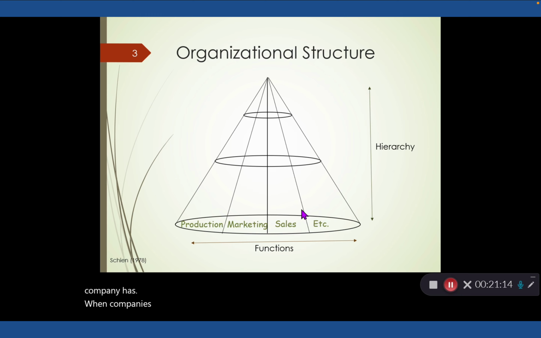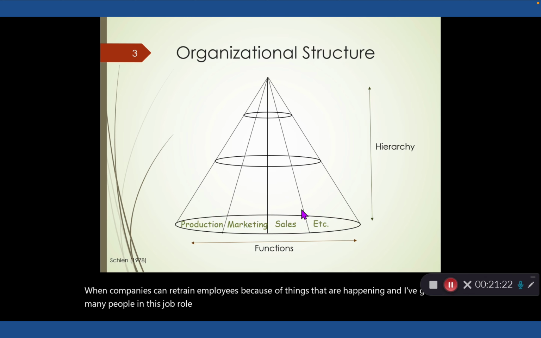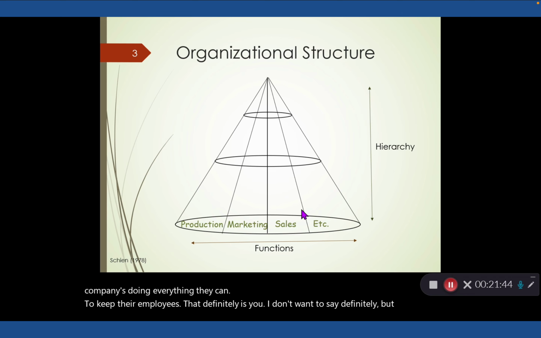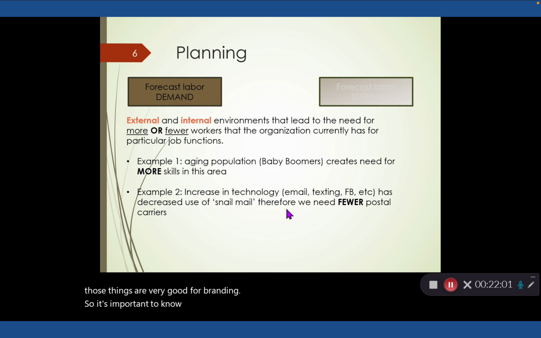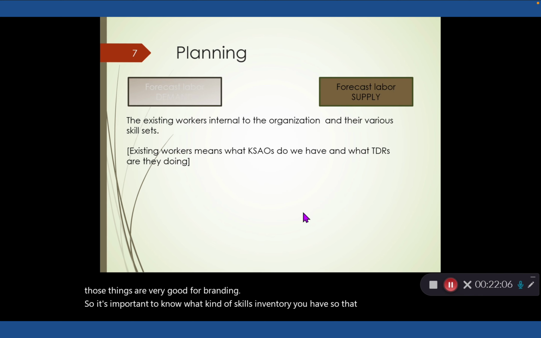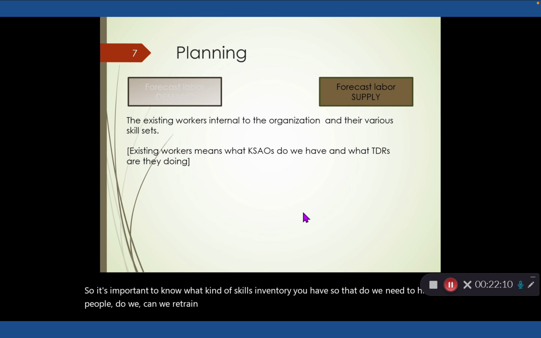When companies can retrain employees because of things that are happening and I've got too many people in this job role, it reduces the amount of money that a company needs to use to hire new employees. It does increase loyalty to the company because the company's doing everything they can to keep their employees. I don't want to say definitely, but 95% of the time, you're going to increase employee loyalty, and you also increase customer loyalty. And those things are very good for branding. So it's important to know what kind of skills inventory you have so that we know: do we need to hire new people? Can we retrain people? Do we need to let them go? Okay, so that is demand and supply.